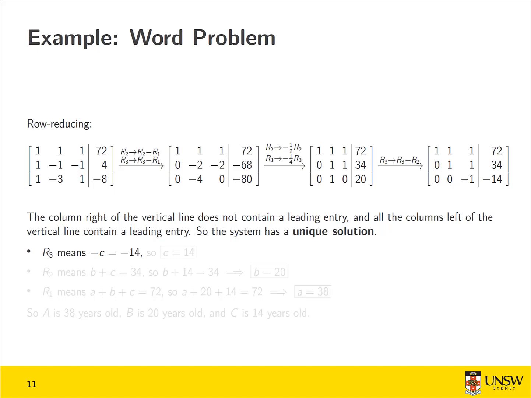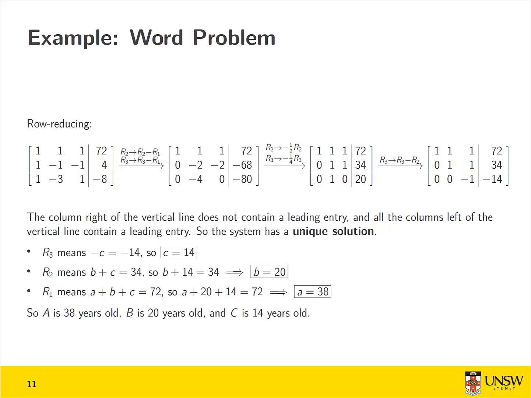The third row tells us that negative c equals negative 14, so we know that c is 14. The second row tells us that b plus c equals 34. So substituting c equals 14 into this equation tells us that b is 20. The first row tells us that a plus b plus c equals 72. So substituting c equals 14 and b equals 20 into this equation tells us that a equals 38. So in conclusion, we know the ages of a, b, and c are respectively 38, 20, and 14.